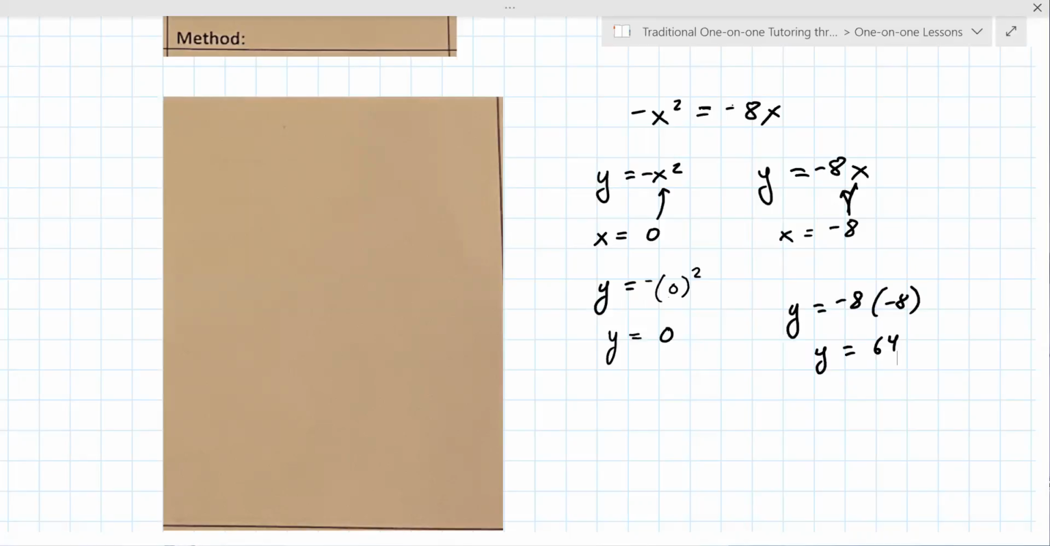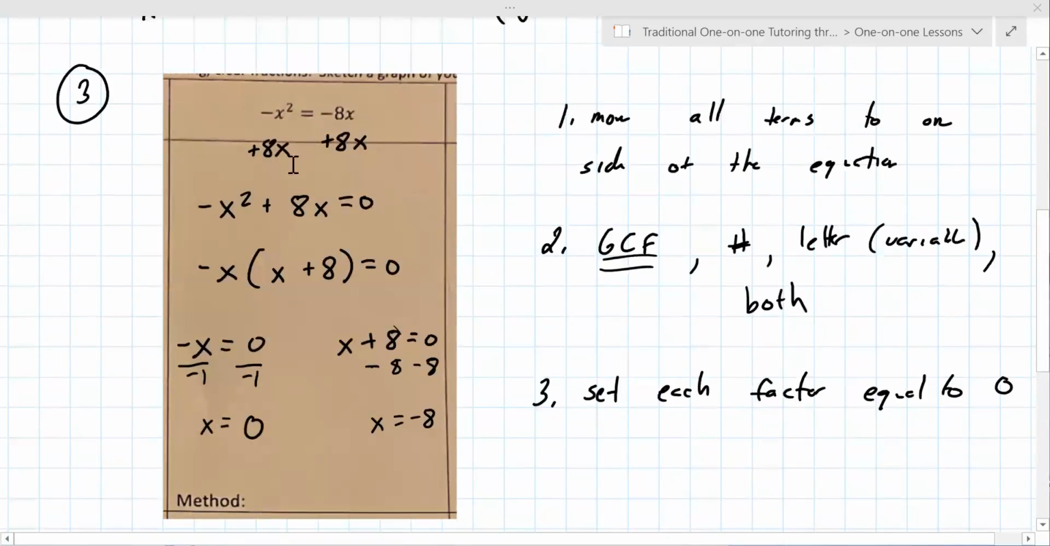Sorry, I'm looking at the graph of this. Something is not right here. I see, there was a mistake here. It's minus 8 inside parentheses here, and that changes our answer to plus 8. So the two answers are 0 and 8. Go ahead and make that change on your page, please.